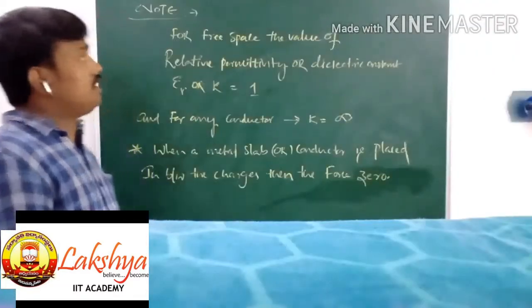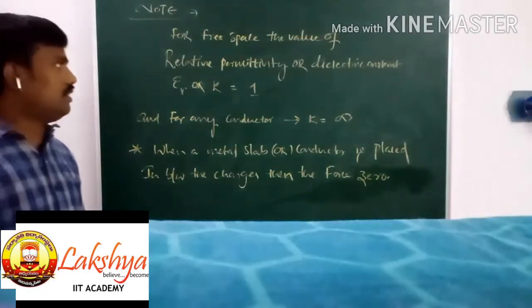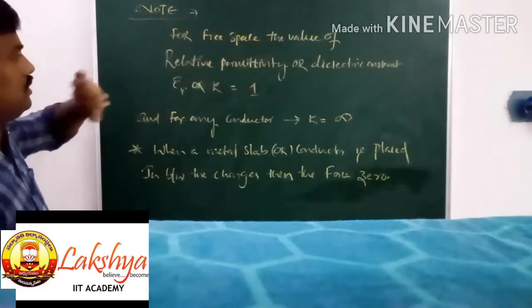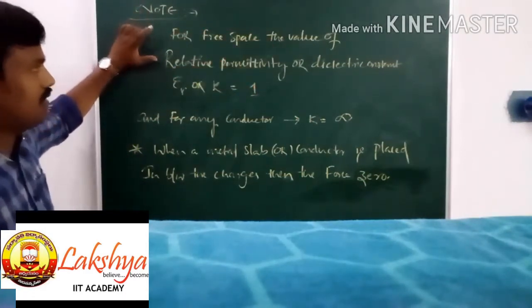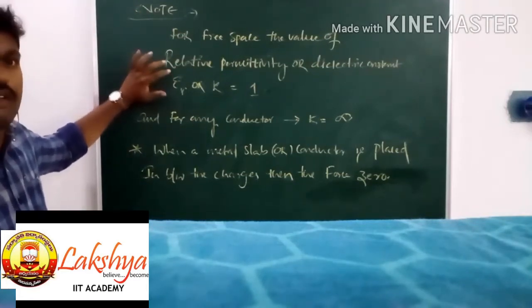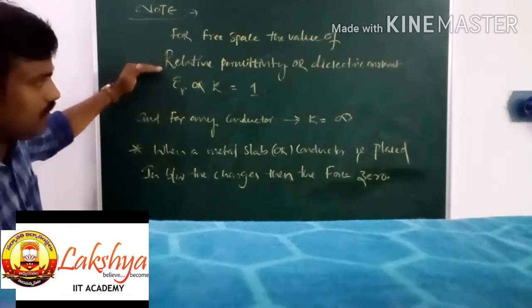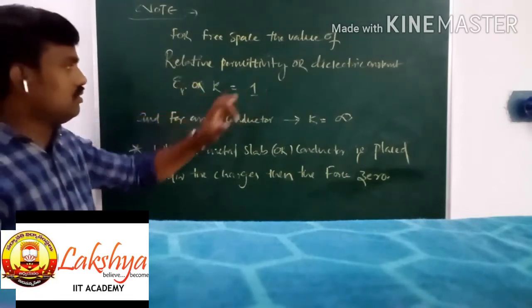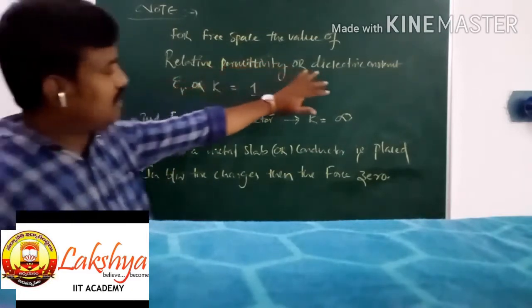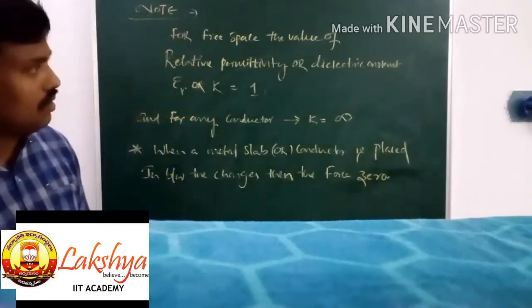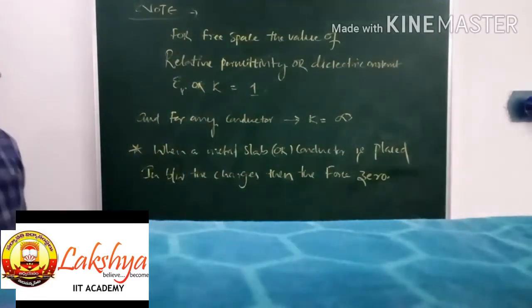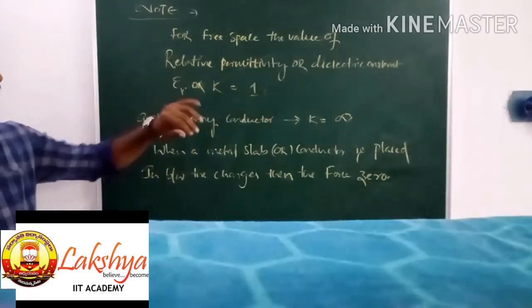Okay. Now there is an important note about relative permittivity here. Suppose you are going to calculate the relative permittivity of free space. The relative permittivity of free space is always epsilon r equals epsilon naught by epsilon naught. Free space is compared with free space, so the value is going to be 1. Epsilon r or K value is equal to 1, because relative permittivity is also called the dielectric constant. And this is okay with us.